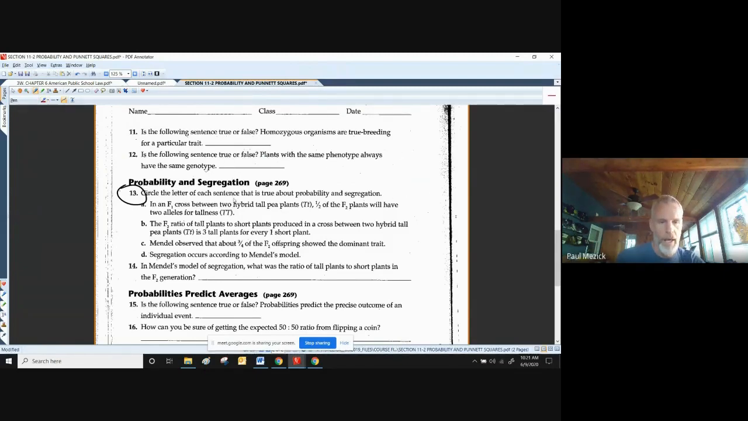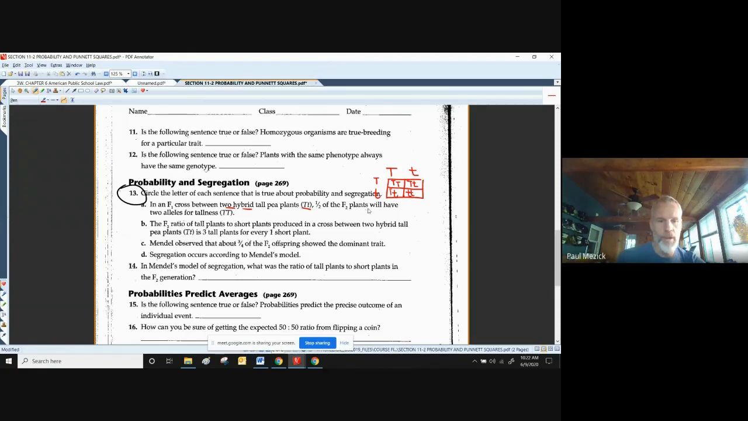All right, so in an F1 cross between two hybrid tall pea plants, you are crossing two plants that are this, and this. That's what you have. And so you're going to have capital T capital T, capital T lowercase t, capital T lowercase t, lowercase t lowercase t.